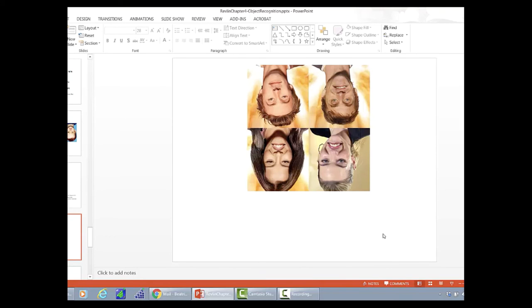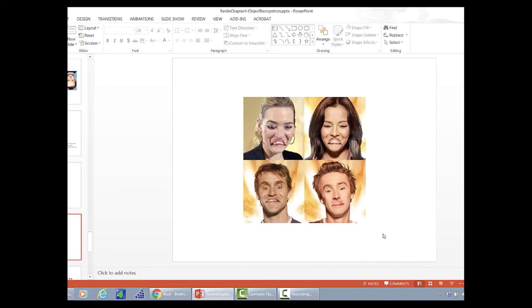Here are some more examples. I bet that some of these look off, even though they are upside down. And here they are right side up. Apparently a big smile makes it easier to notice that the upside down face is wrong.